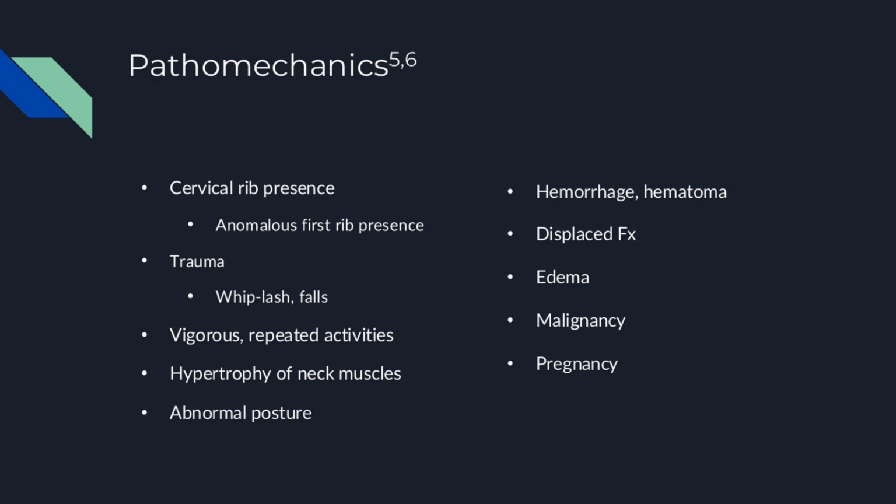The pathomechanics can be either congenital, trauma, or functional in nature. Congenital causes can include the cervical rib presence or the anomalous first rib presence. So usually it's like an extra rib that's up in here. Trauma is usually from car crashes, so whiplash injuries, and also falls. And then functional causes are vigorous repeated activities that are usually associated with sports or work.